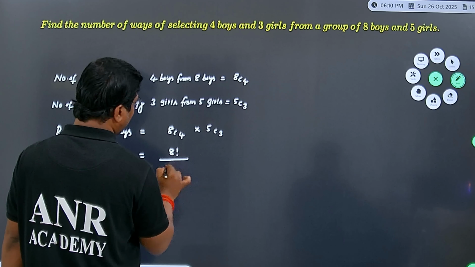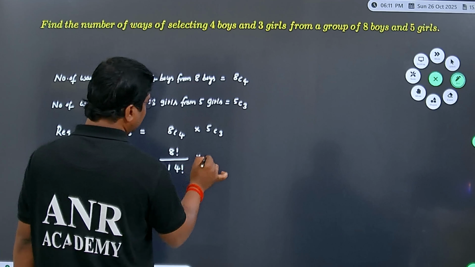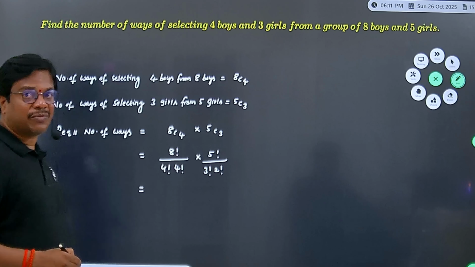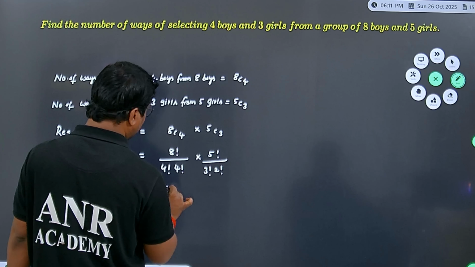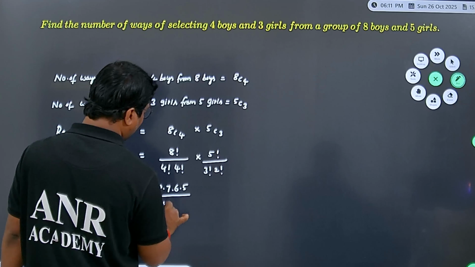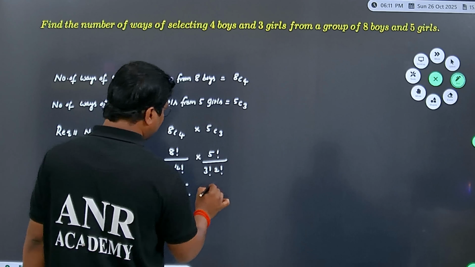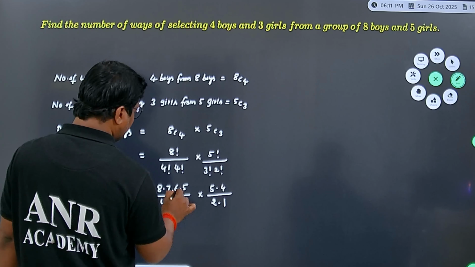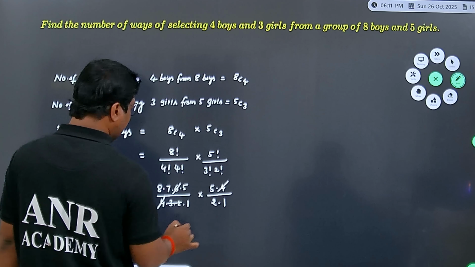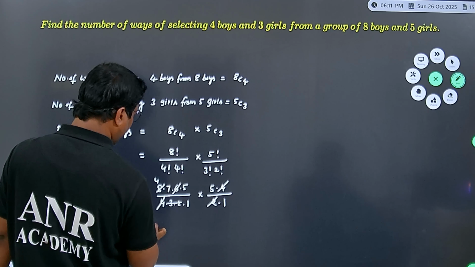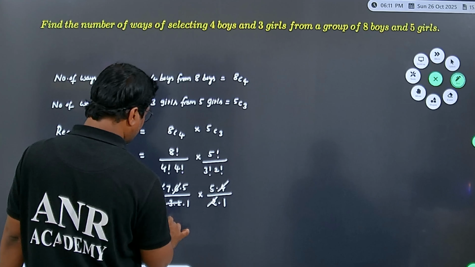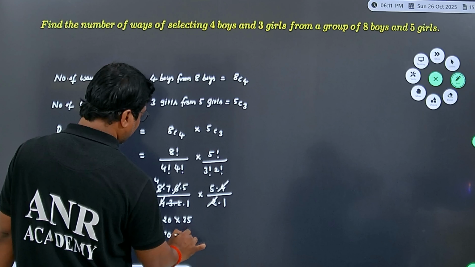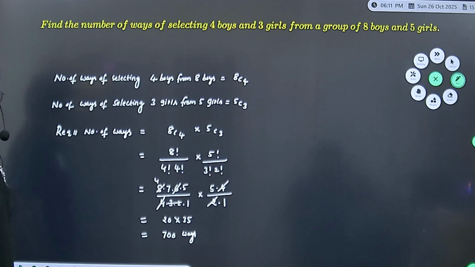8C4 value is 8 factorial by 4 factorial into 4 factorial, and this is 5 factorial by 3 factorial into 2 factorial. 8 factorial by 4 factorial, first I am going to simplify, that is 8 into 7 into 6 into 5 divided by 4, 3, 2, 1. Next 5 factorial by 3 factorial, 5 into 4 by 2 into 1. 6 gets cancelled, 4 gets cancelled, 2 4s are 8. Therefore, you can write 4 into 5, 20, 7 into 5, 35. So finally we get 700 ways. Let us move to the next one.